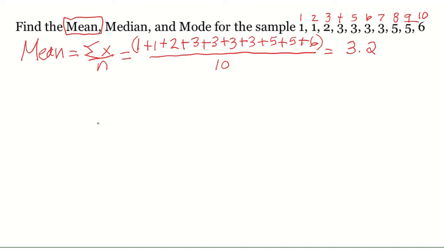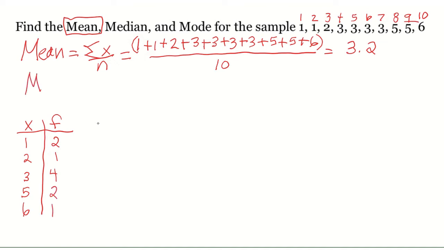The other way that you can solve for this is by using a frequency table. With that, we write down the values that we have. So we've got 1, 2, 3, 5, and 6. And then we're going to write down the frequency. The frequency just means how many times does this number appear, or how often does this number repeat. So we've got 2 1s, 1 2, 4 3s, 2 5s, and 1 6.